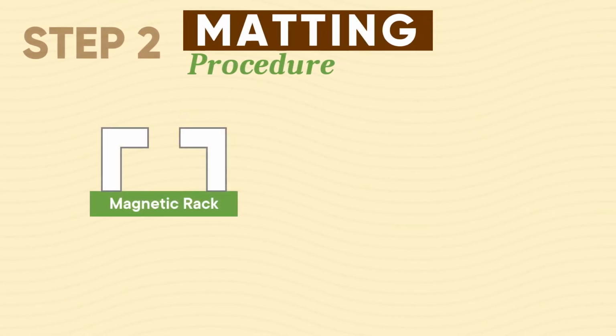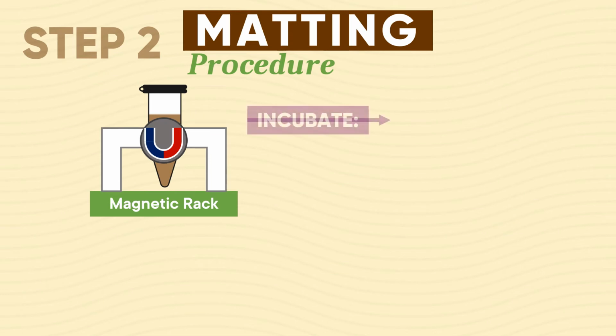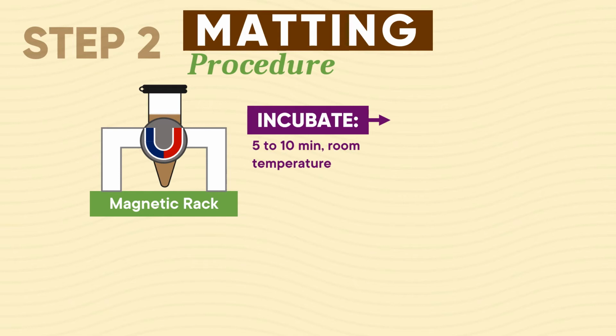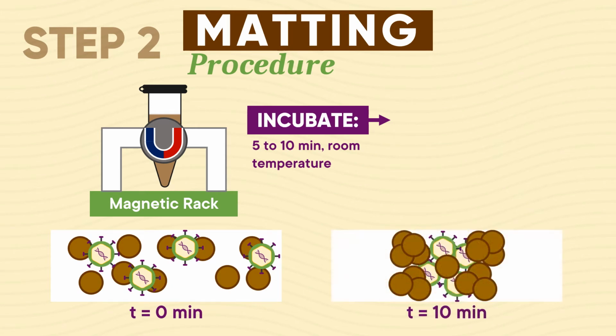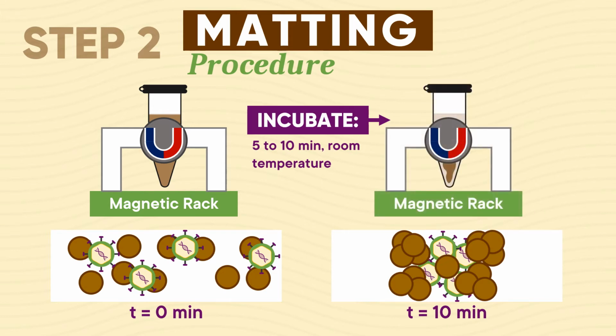The tube is then placed into a magnetic rack. The mixture is incubated for 5 to 10 minutes at room temperature. During this period, the molecules on the surface of the virus interact with the ligands of the MNPs, resulting in the aggregation of the MNPs and the viruses. Moreover, the MNPs are attracted by the magnet on the rack. Hence, a matting pattern is formed and observed inside the tube.